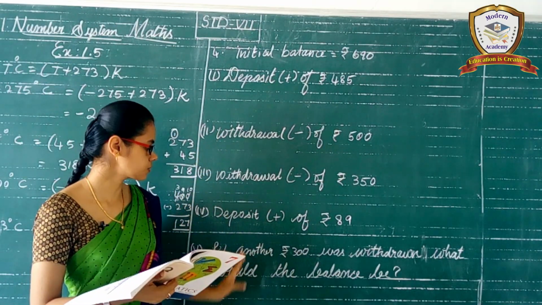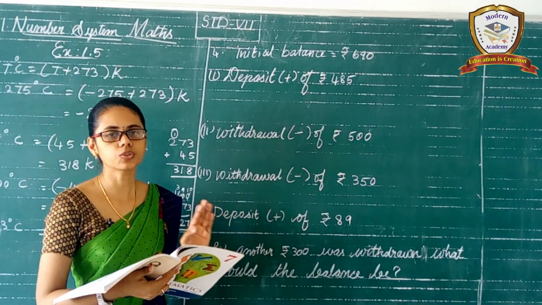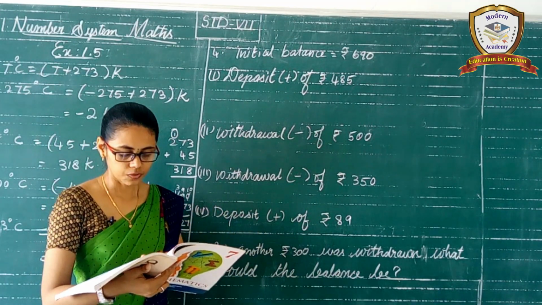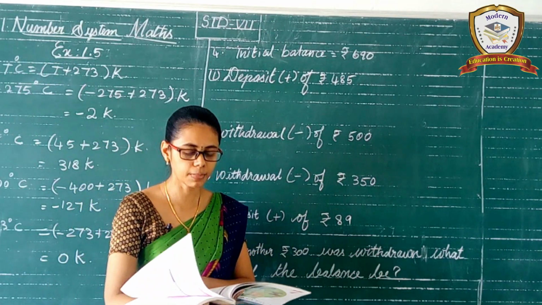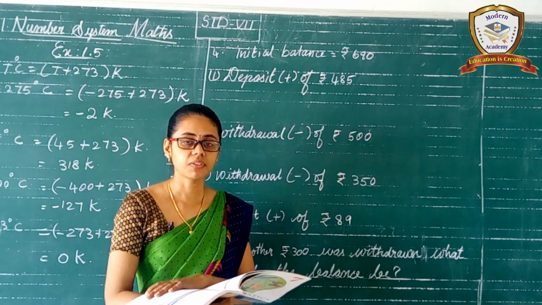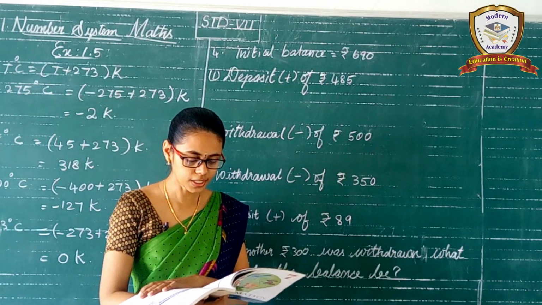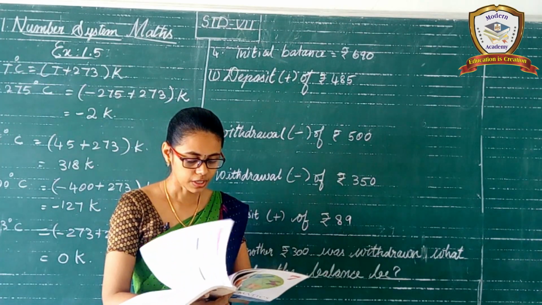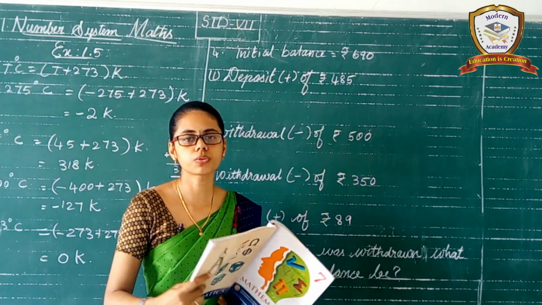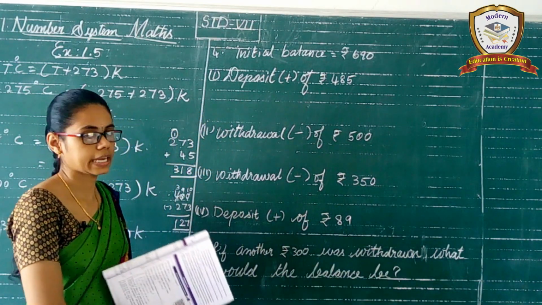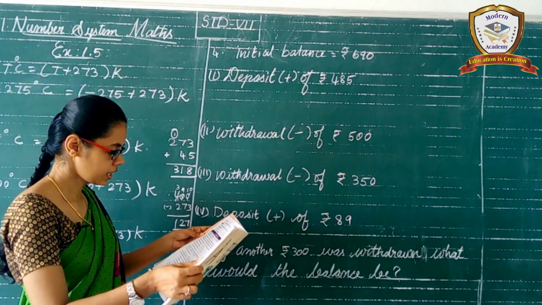So, there are 5 questions given. So, we have to find one by one. Okay, if he has made the following transactions in a month. In a month, they will make transactions. Okay, so finally, they will give his initial balance. So, starting balance, how much amount? Rupees 690. So, first see the first question.